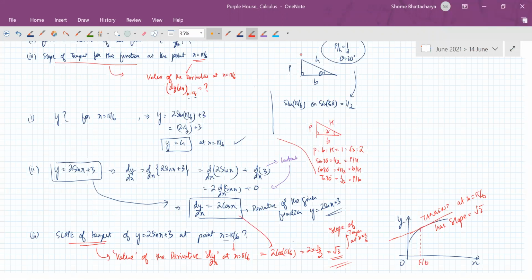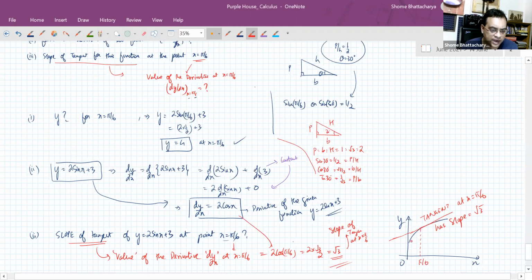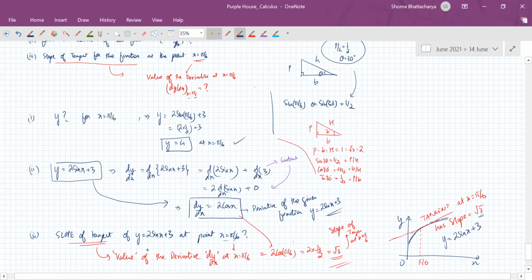Could you re-explain what is the meaning of slope of tangent? So if this blue colored curve is the graph of the function y equal to 2 sin x plus 3, then at the point x equal to pi by 6, if I draw a tangent, the slope of that tangent is root 3. That is the meaning of this question, that we want to find the slope of the tangent at this point. We calculate it as dy by dx at that point, but what it means is that if I draw the tangent line at that point, that line will have a slope equal to root 3. Is it clear now? Yes.